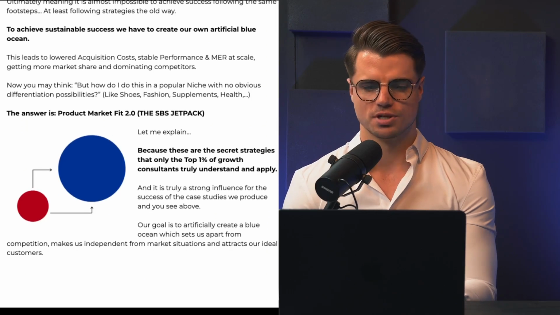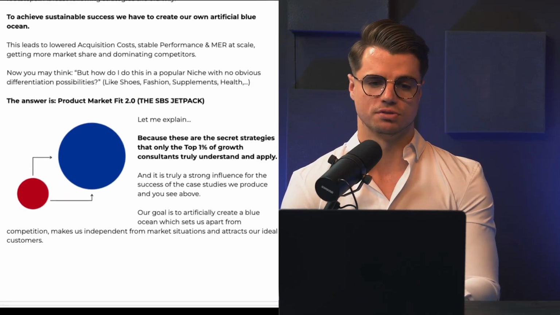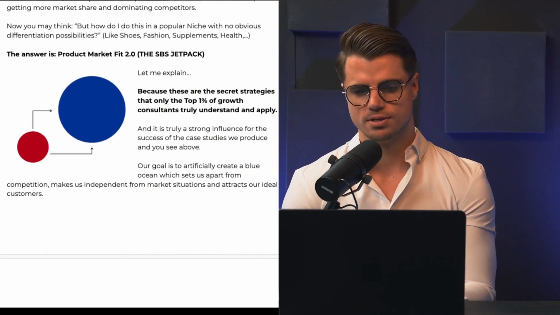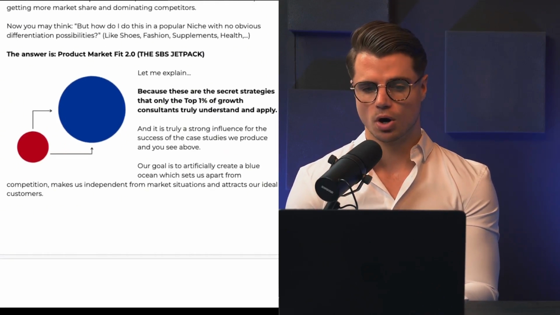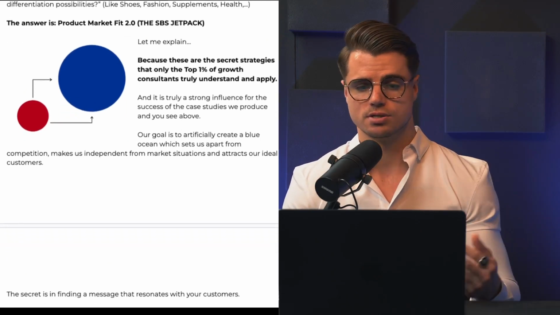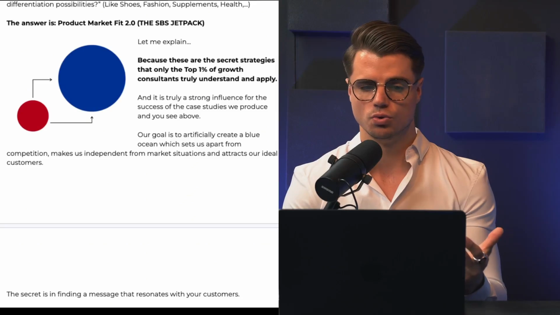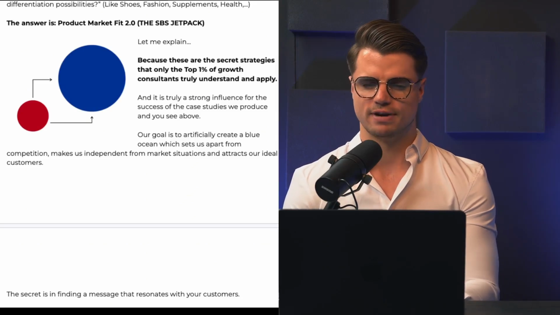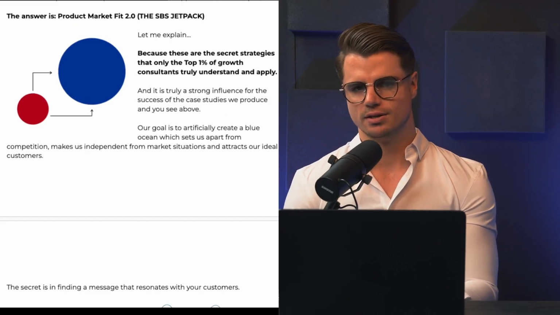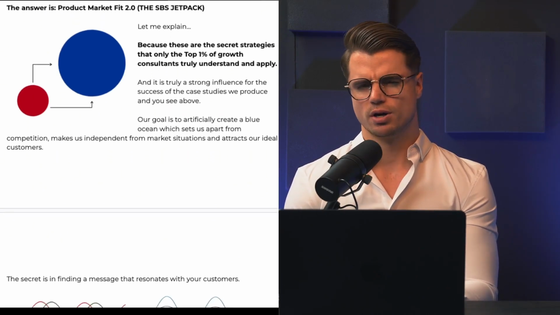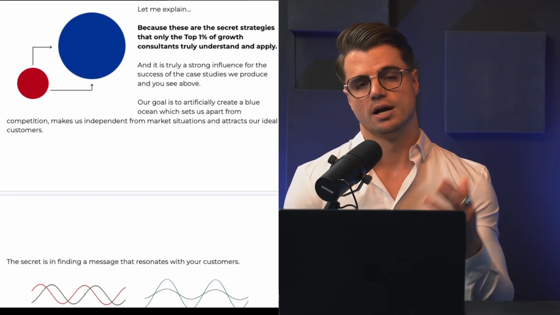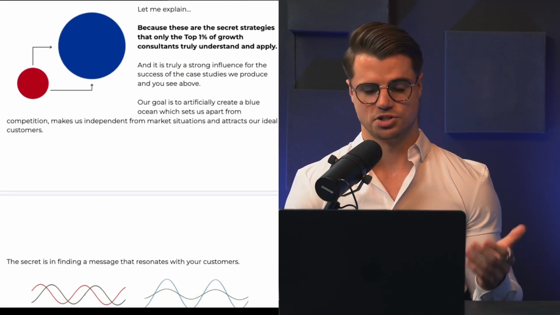So to achieve sustainable success, we have to create our own artificial blue ocean. Now, this leads to lower cost per acquisition, stable performance, and MER at scale, getting more market share and dominating competitors. Now, you might think, but how do I do this in a popular niche with obviously no differentiation possibilities, like shoes, fashion, supplements, health, stuff like that? Those are all things that people will always need: health, wealth, relationships. We're going to speak about that maybe in the next video, but the answer is still product market fit and something that I call the jetpack. You need the SBS jetpack. That's what I call it.